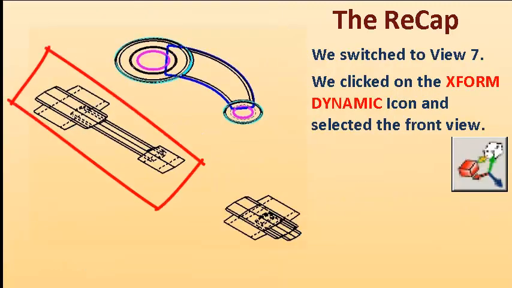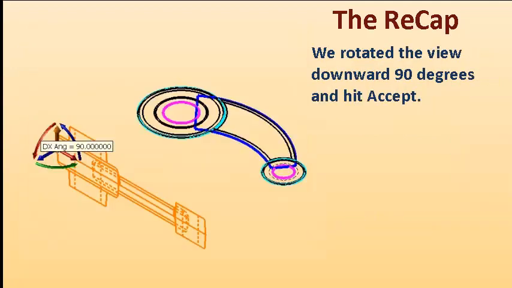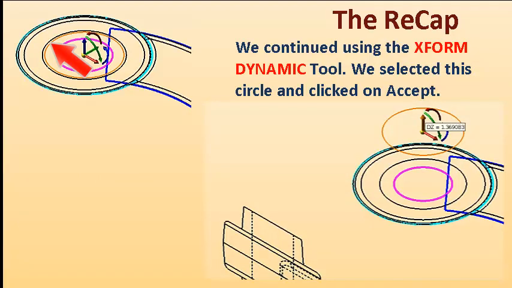We switched to view 7. We used the X-Form dynamic icon and selected the front view. Using the indent option, we clicked here. It'll be the midline on the casting. And then we rotated that view down 90 degrees. We continued using the X-Form dynamic tool.